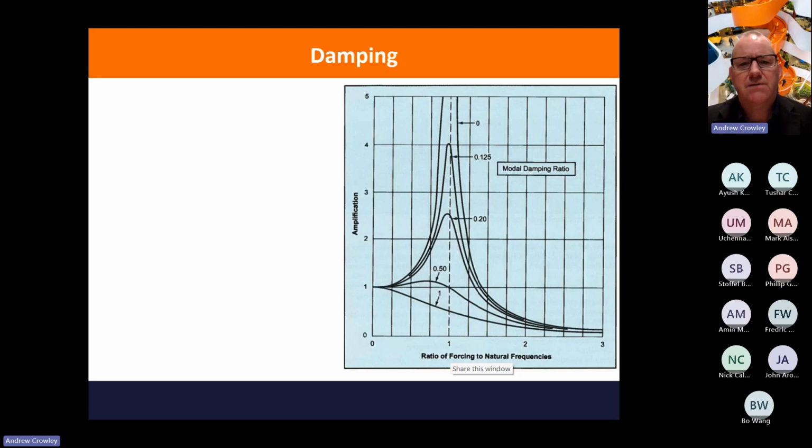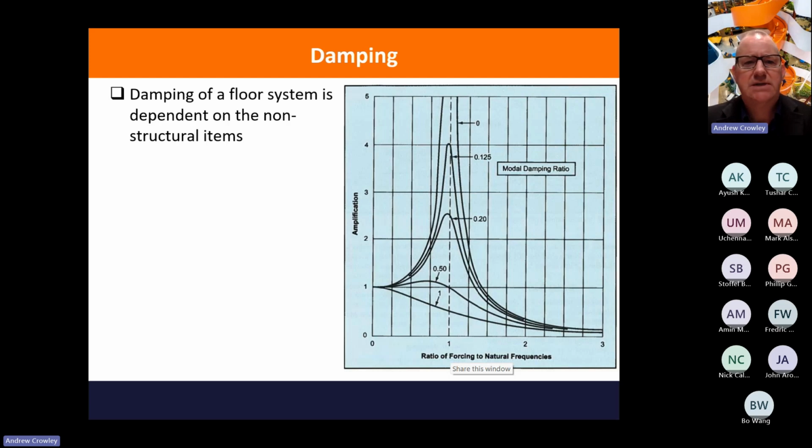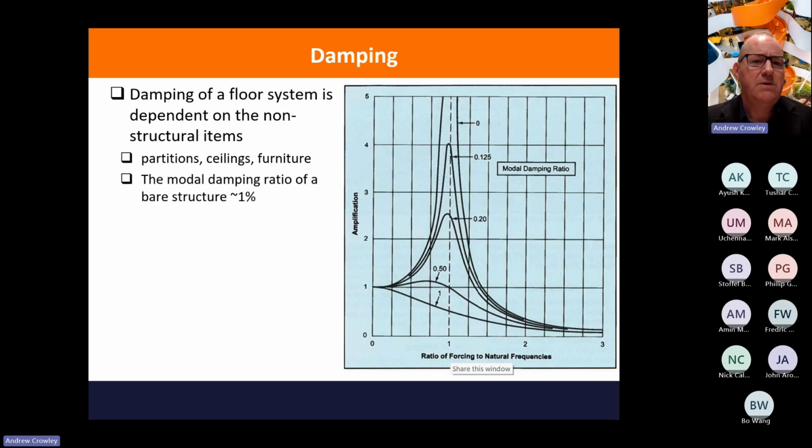Another graph taken from the Mast paper. This shows the impact of damping as you head towards the resonant frequency. And damping has a big influence on moving towards the resonant frequency. And the damping you get in your floor system is dependent on the non-structural items, such as the partitions, ceilings, furniture, and so on. The modal damping of a bare structure is around about 1%. But if you add your non-structural elements, this may increase to about 5%. So ceilings and partitions and any sort of mass. The more mass you have, the better in terms of vibration.